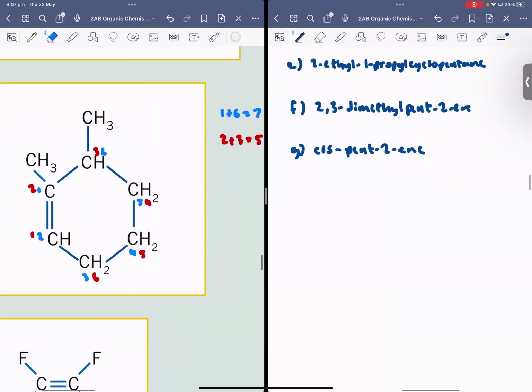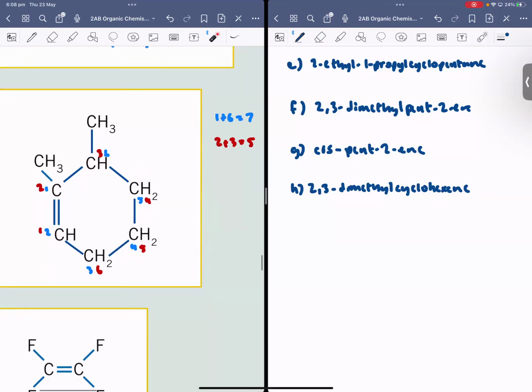2,3-dimethylcyclooctene. No need for a number, obviously, because of the alkene. Obviously, this is the one. 1, 2, 3, 4, 5. Hexene. Sorry, I thought it was 8. It's just 6. So cyclohexene. Yes. Next one.